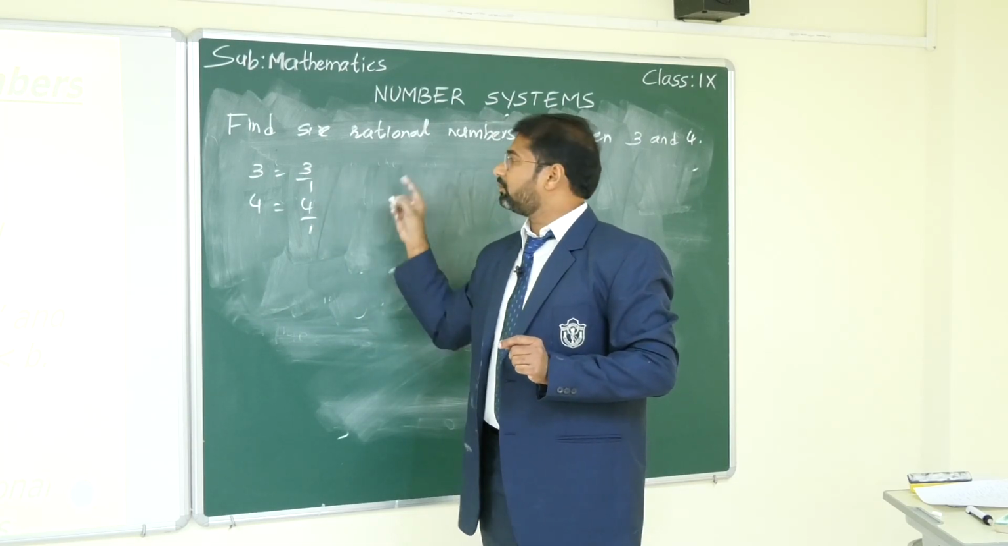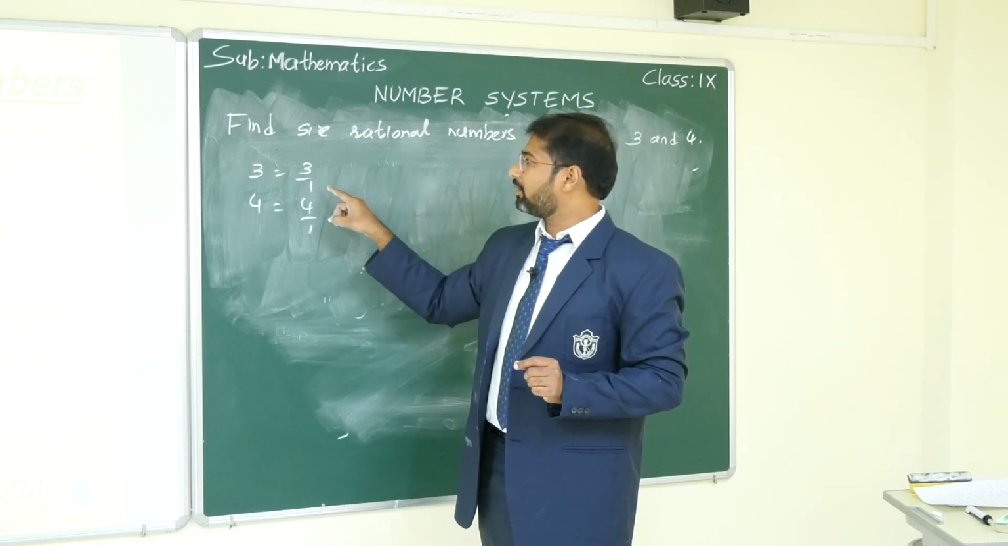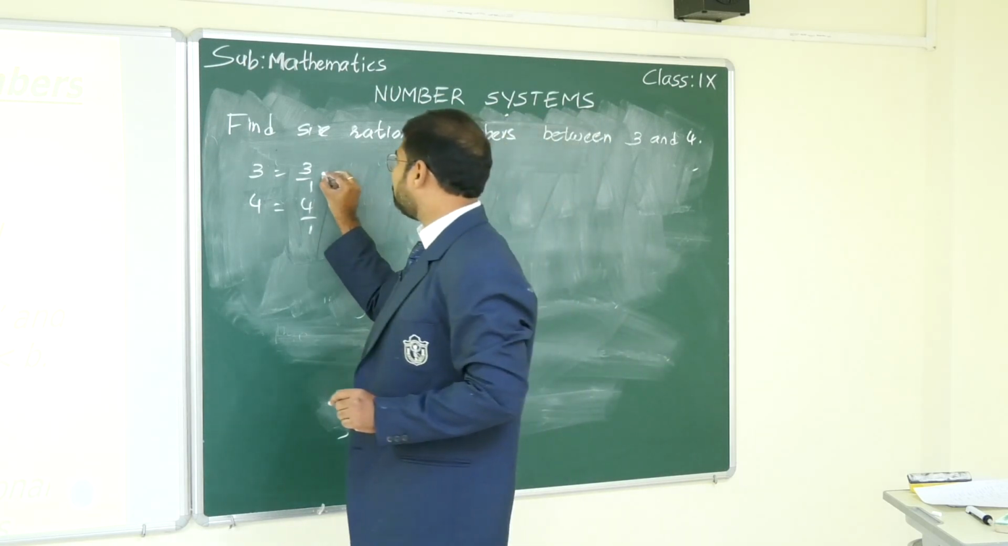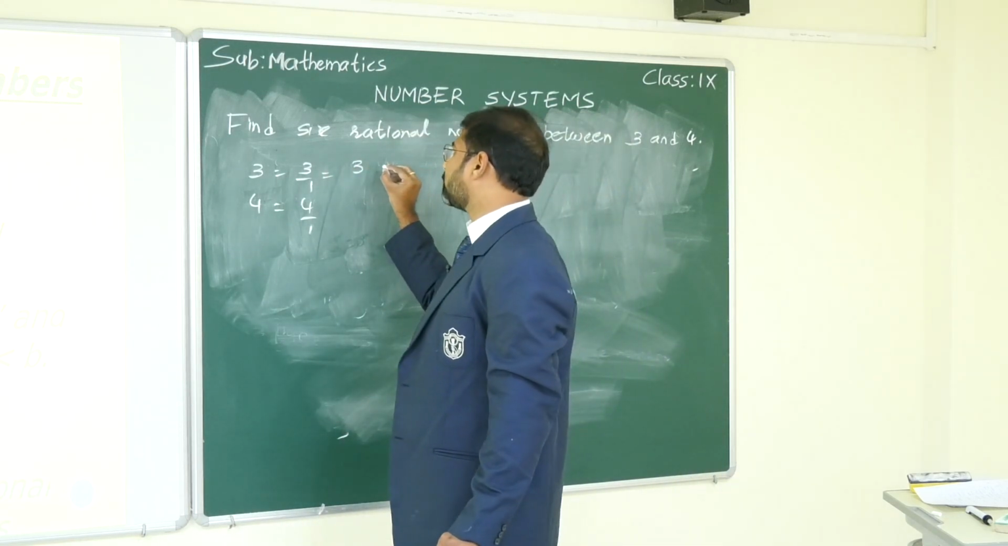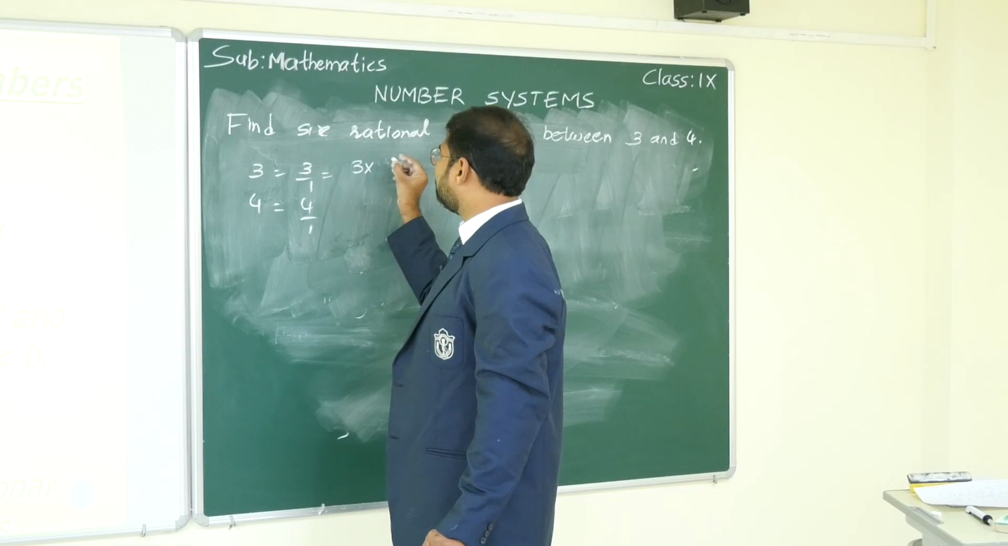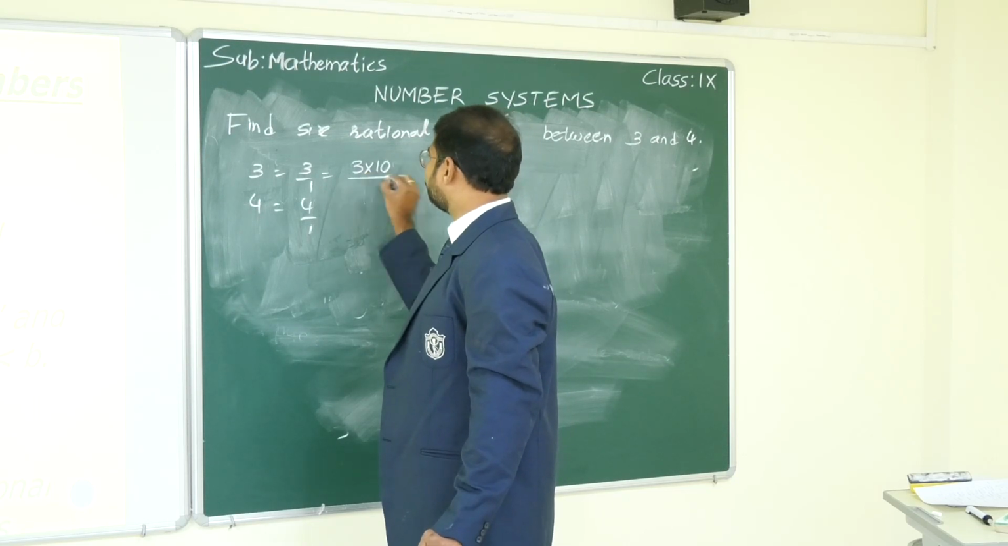So what I will do is, I will make these denominators equal by converting them into some other denominator. For example, I can multiply numerator and denominator by the same value without changing it. Let us think that it is 10.